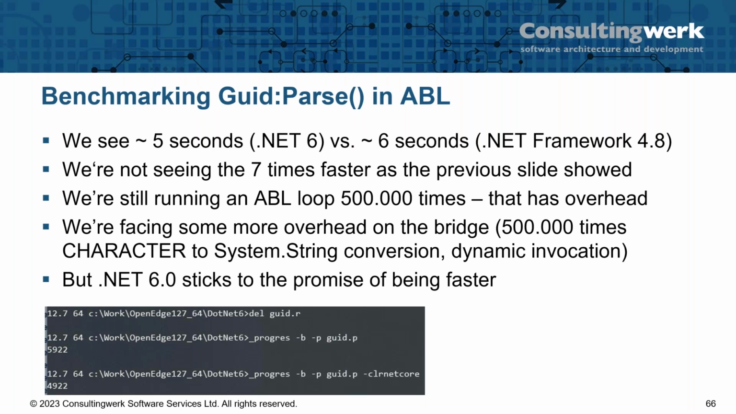So we're not seeing the 7 times faster, but I didn't expect that, because I'm doing that in an ABL loop, so the looping has some overhead. And I know that for the bridge, I'm passing 500,000 times a character value to a .NET method. The invocation of .NET methods under the covers is always dynamic invocation. So there's a lot of overhead on the bridge, but still .NET 6 sticks to the promise of being faster.